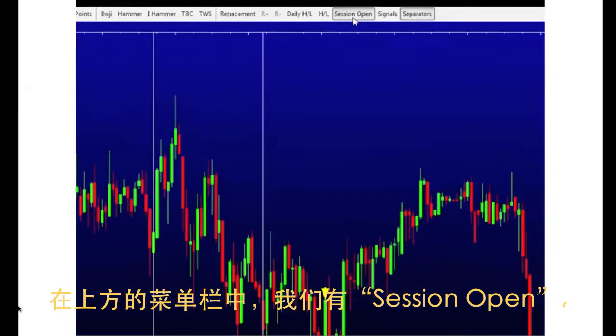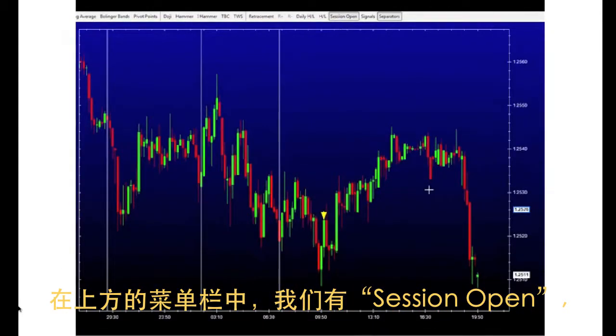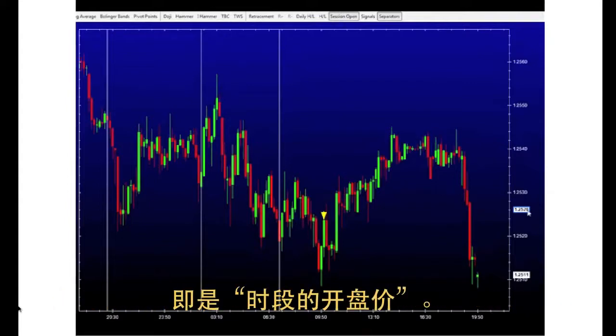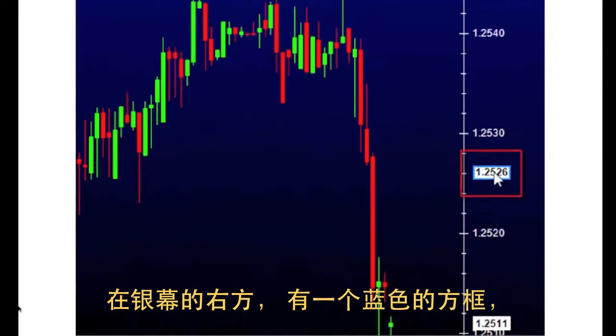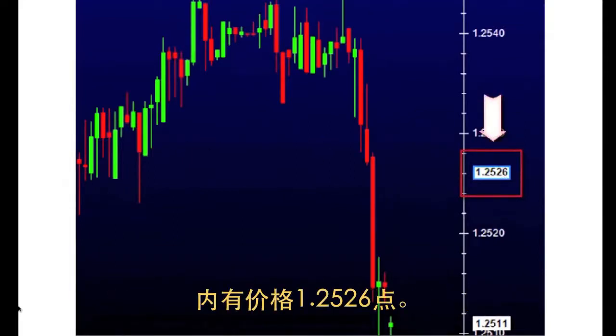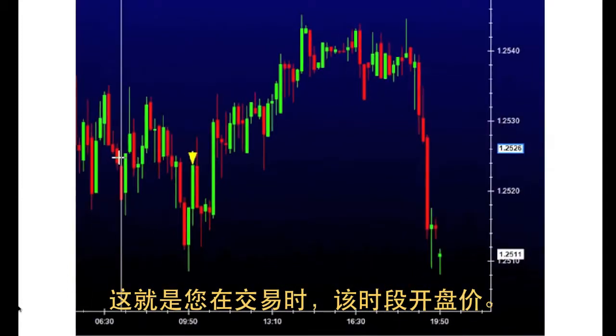The session open, as you can see on the right hand side of your screen, you have a blue square which is reading the price of 125.26. This will give you the open price for the new session that you're trading.